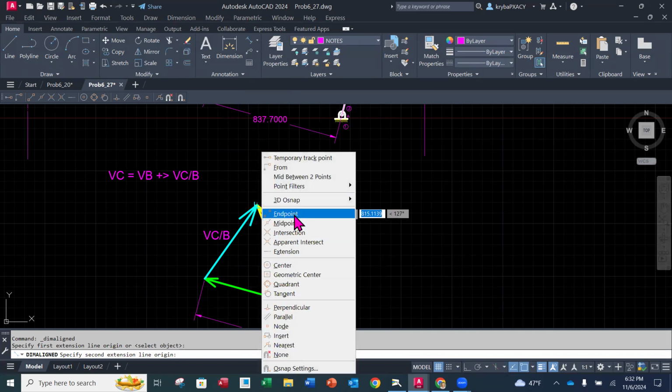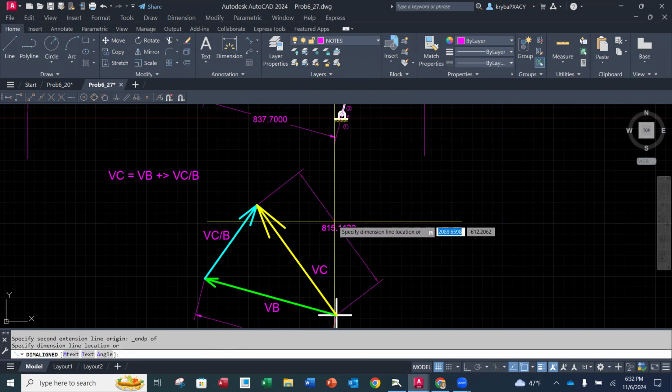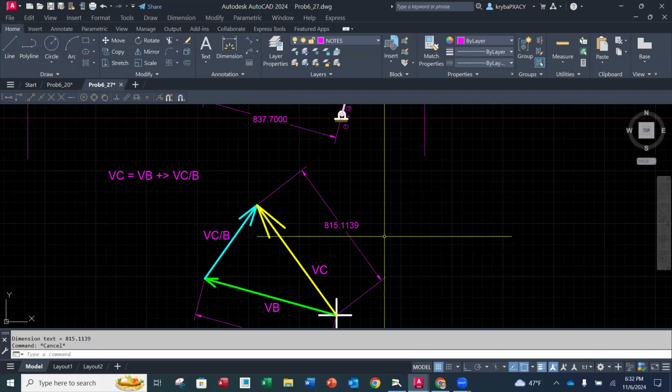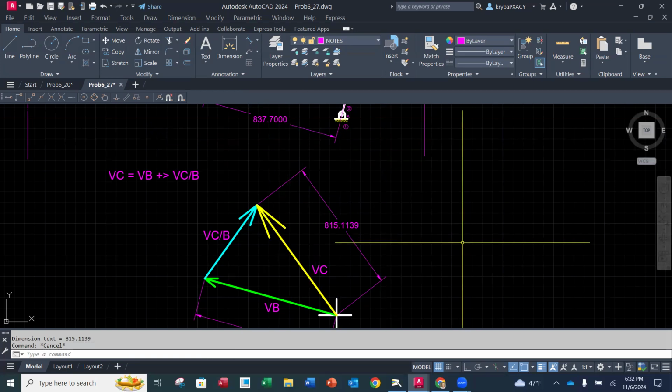I have perpendicular as one of my object snaps because of the perpendicularity stuff. And then you're going to notice that I got 815.1139 in my case. Yours might be off a little bit on the decimals because you had an extra decimal place on B. You probably had that extra decimal place up here. And then make sure that your labels are here and such.